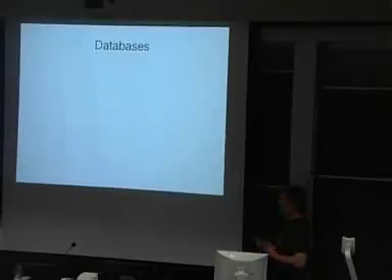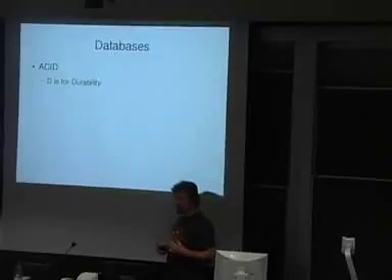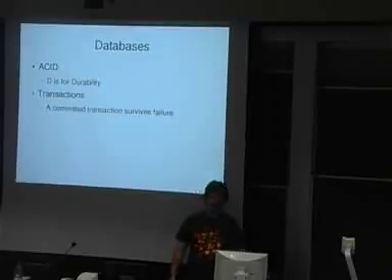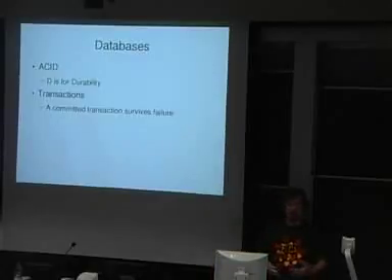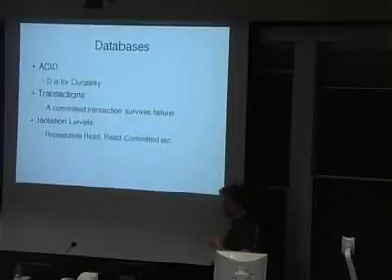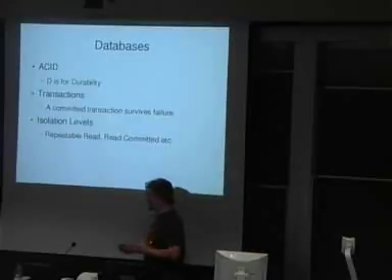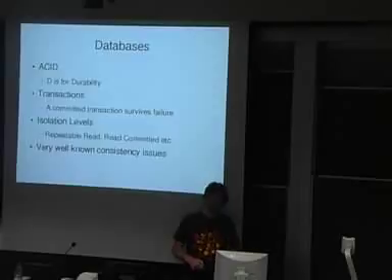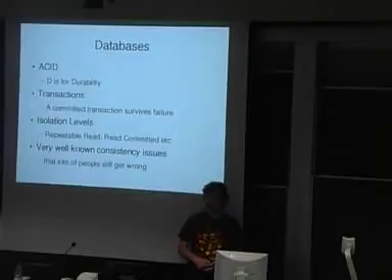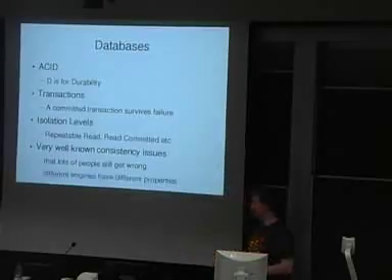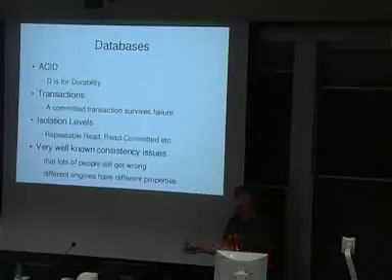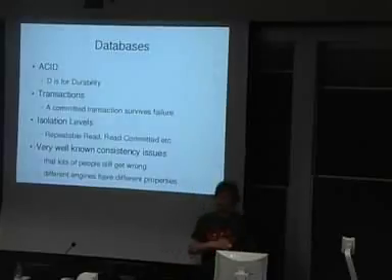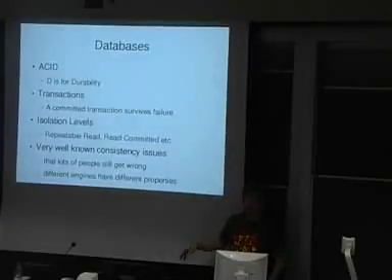So, you may have heard of the thing called databases. It's been around for a little while. They have this thing called ACID, where D is for durability. And you have transactions, where a committed transaction survives failure. This isn't necessarily power failure, it may be node failure in a cluster, but you have different isolation levels for data consistency across different transactions. But you've got some very well-known consistency issues that lots of people still get wrong. Different engines have different properties. Some do have more of D than others. So if you're doing databases, you also have to worry about data consistency.